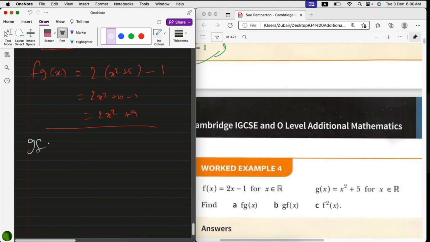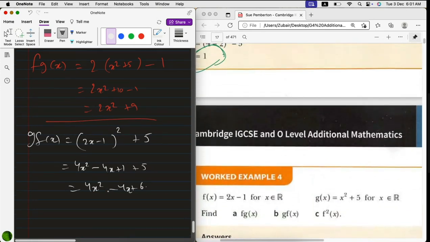The second says gf(x). So x squared plus 5. This is g and f being substituted. So that's a squared minus 2ab plus b squared plus 5, which simplifies to 4x squared minus 4x plus 6.